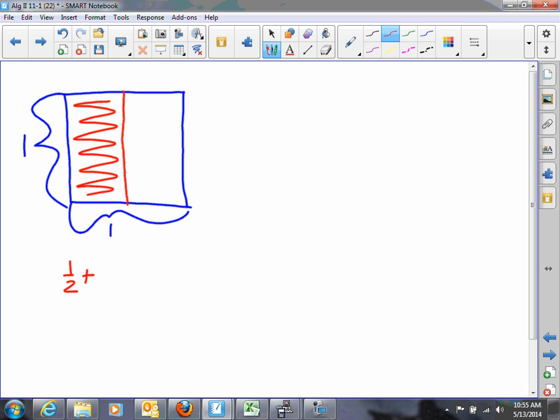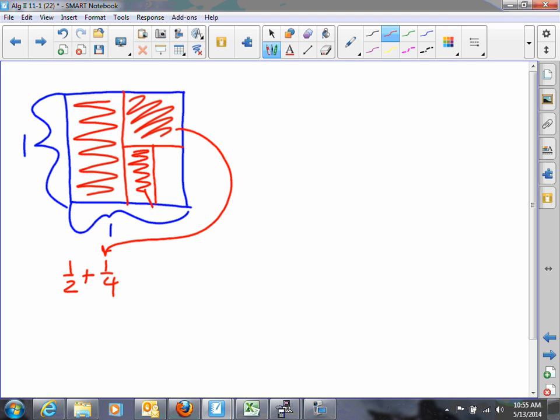Now the part that I didn't take, I'm going to cut it in half, and I'm going to take half of it as well. Now, this part would be 1/4. And I'm going to add those two together. So far I've taken 3/4 of the area of the square. Now, if I then take the part that I haven't chosen and select half of it, this part would have an area of 1/8. I'm going to add that to that.